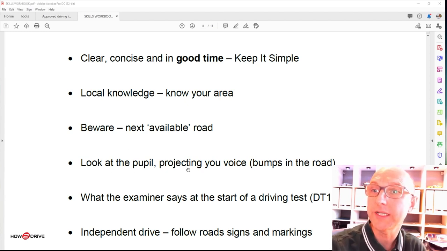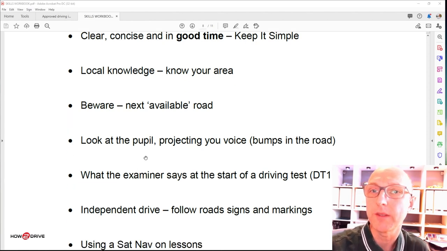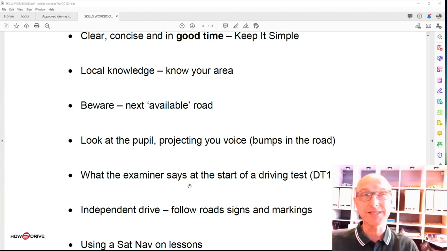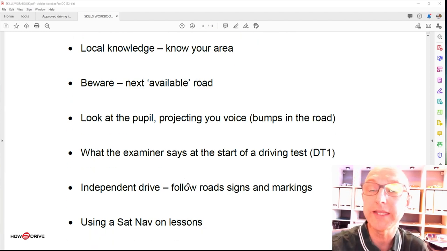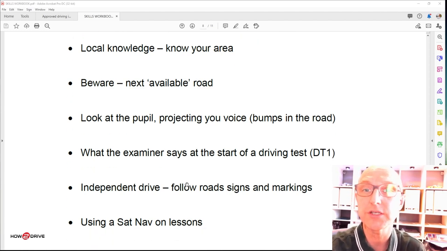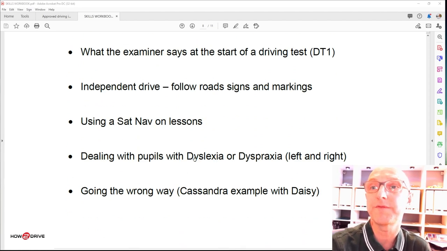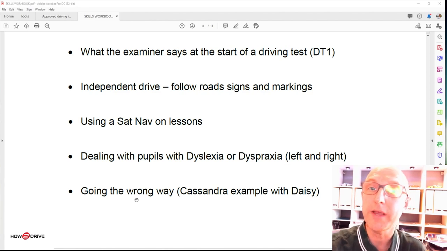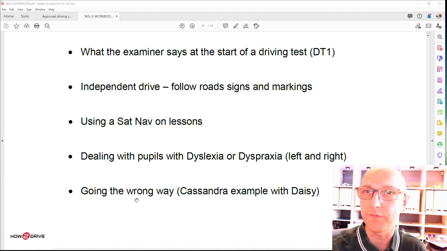Looking at the pupil, protecting your voice, thinking about bumps in the road, we'll talk about that. What the examiner says at the start of a driving test, to get that sort of script so you can learn that. We'll look at independent drive as well in this section, using the sat nav on lessons, and dealing with pupils with dyslexia or dyspraxia who get left and right muddled up. And what about pupils that go the wrong way? So that's the scope of today's lesson.